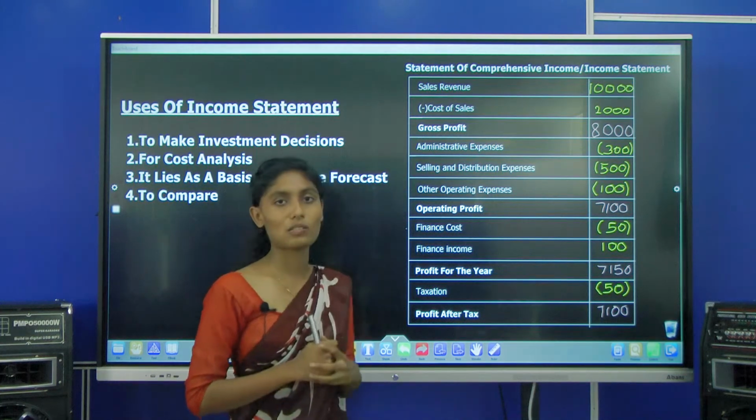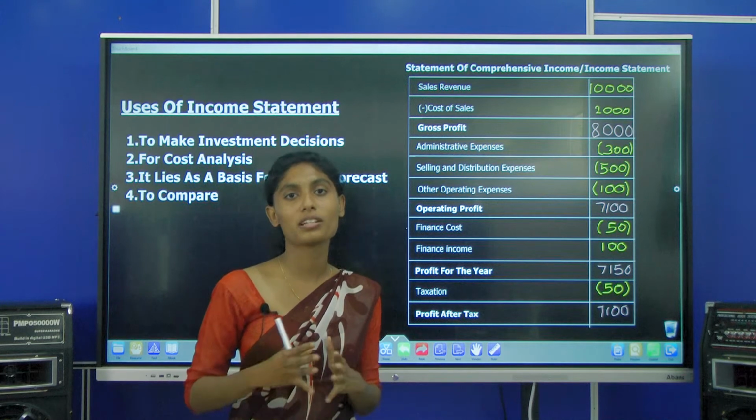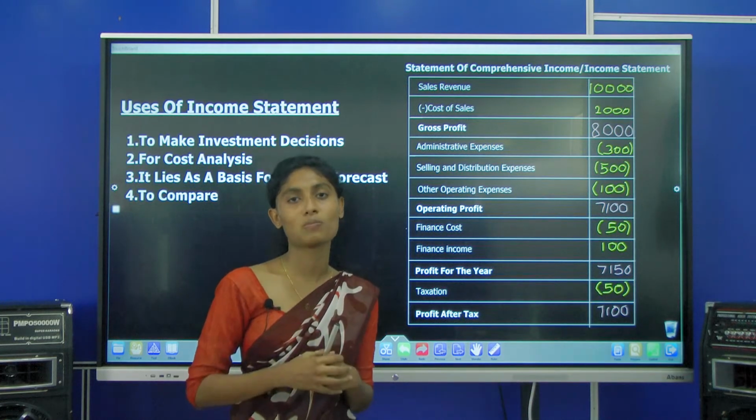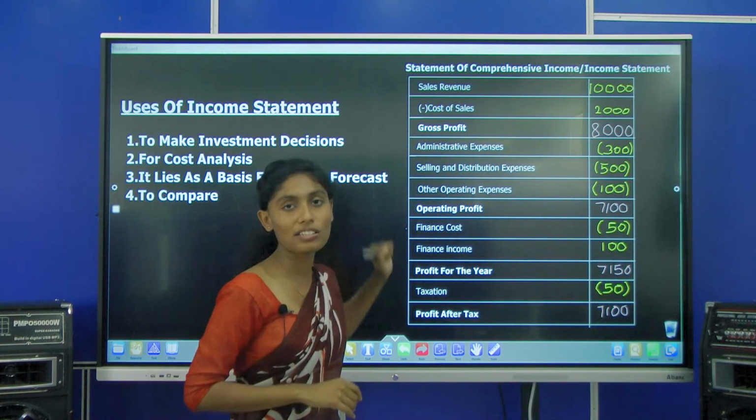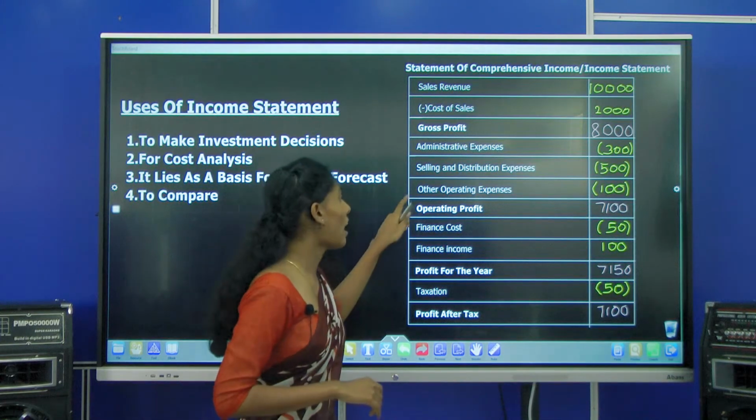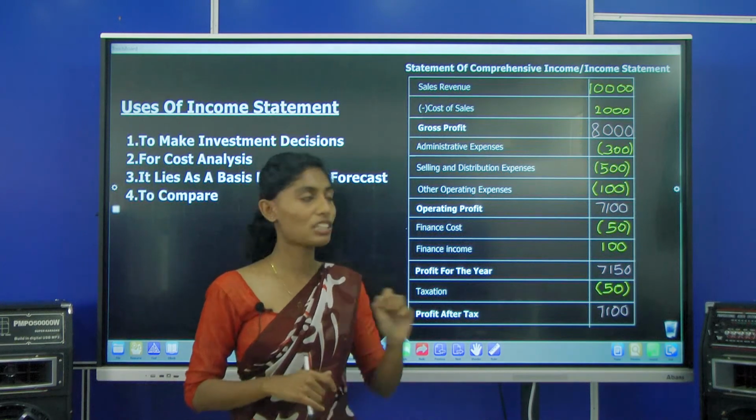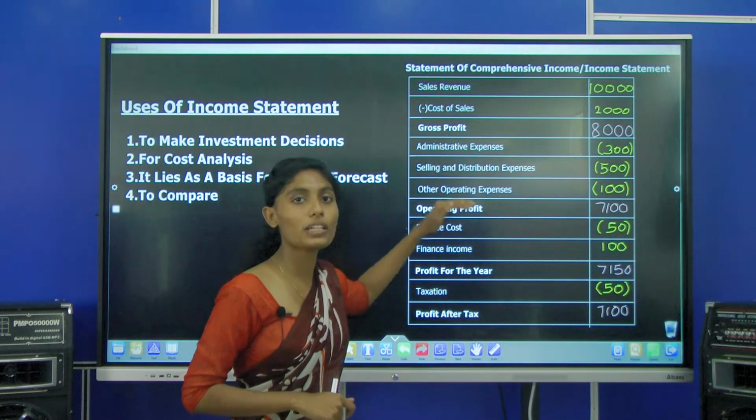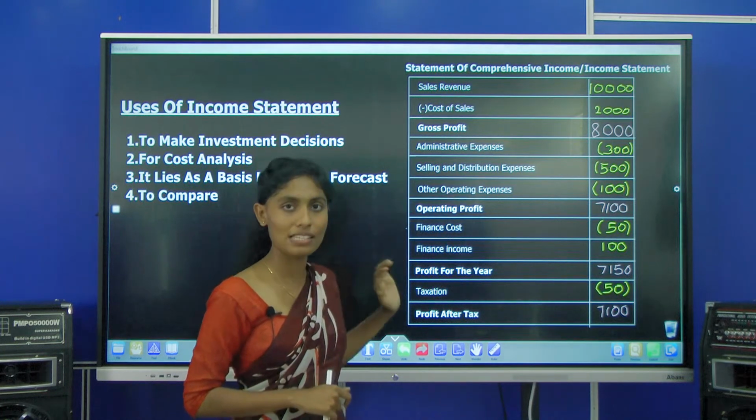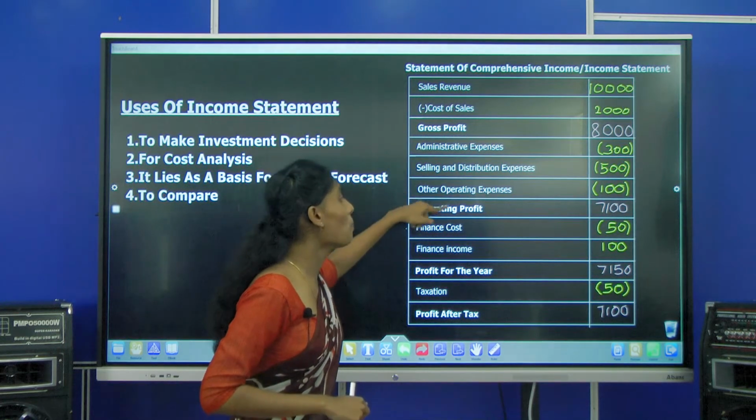Selling and distribution expenses are related to the promotion of the products, advertisement expense, marketing manager's salary, everything comes under the selling and distribution expenses. And the other operating expenses are the expenses which you can't classify under the above two categories, you put them under the other operating expenses. Then we calculate the operating profit.